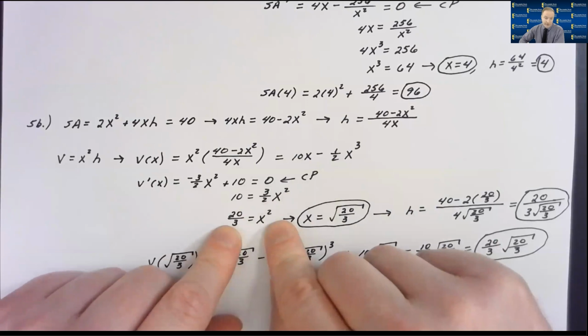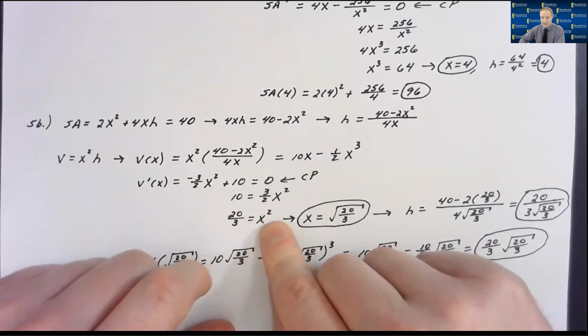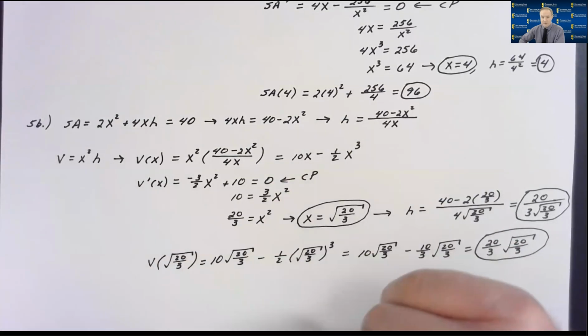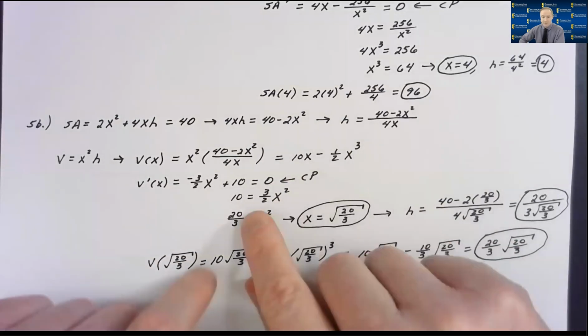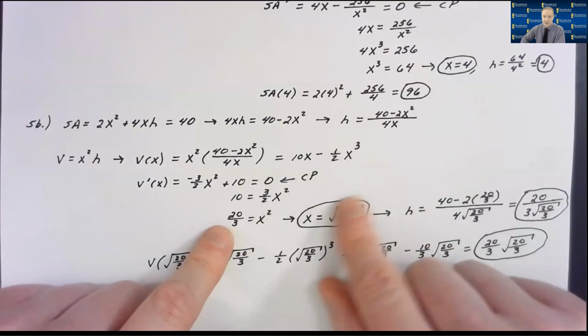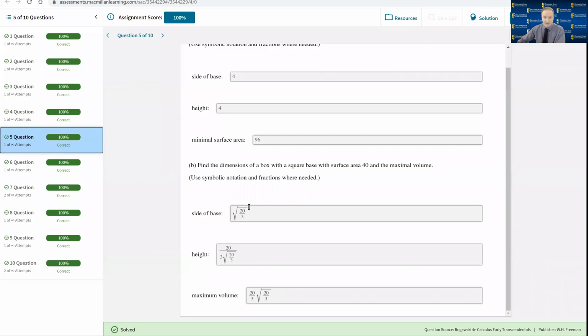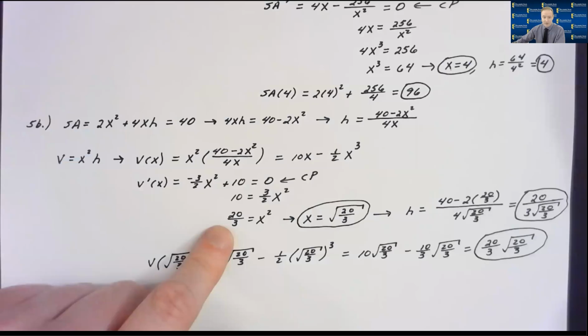So x, now if you're solving this out, technically you'd say x could equal the positive or negative square root of 20 over 3. We know x is the length of the base, so it can't be negative. So we just say, well, it's the positive square root of 20 over 3. And I just left mine as that. Now, that's the side of the base. The other questions that are asked here: well, what's the height? And then what's the volume?